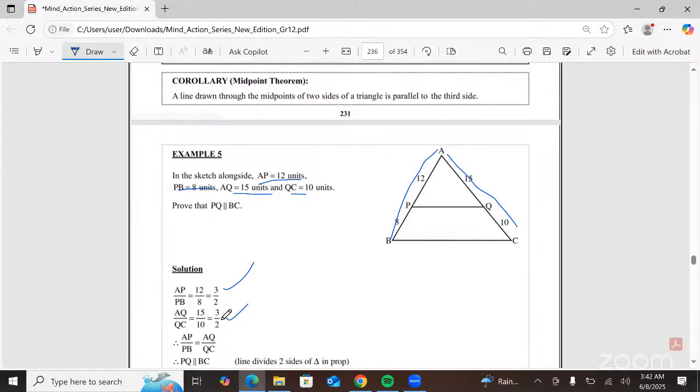Therefore, since these ratios are equal, it gives us the confidence to say that this line is parallel to that one because the ratios are equal.